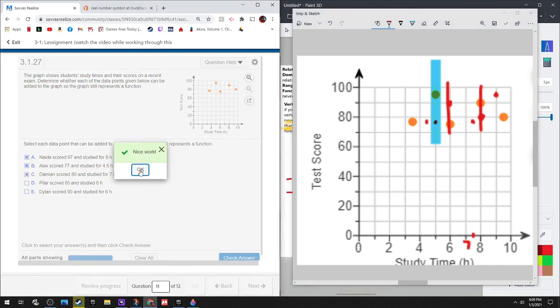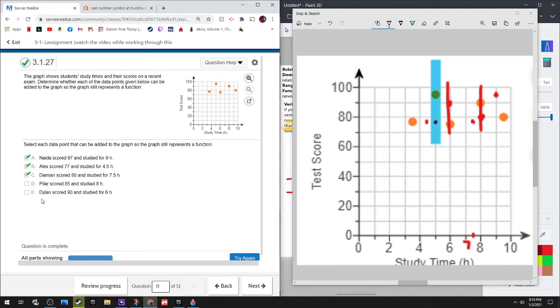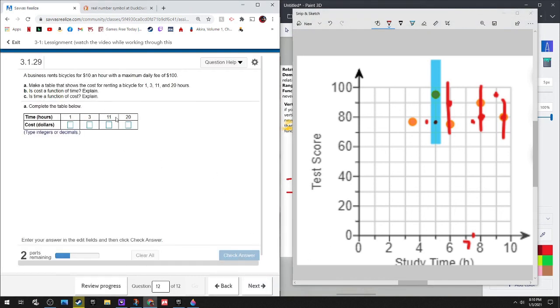Let me see if I got it right. All right. What if there was another person, like Francesca, and Francesca did like 9.5 hours and scored an 80. Would that be okay? So if I draw a vertical line, here's the thing, that's the same point. It's not a different point. So it's okay to have the same point there as long as it's exactly the same point.